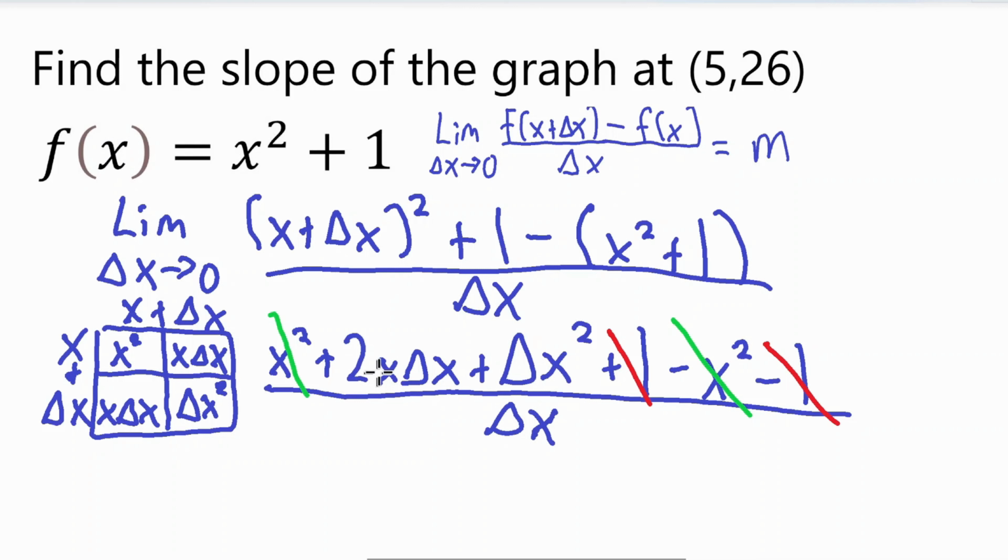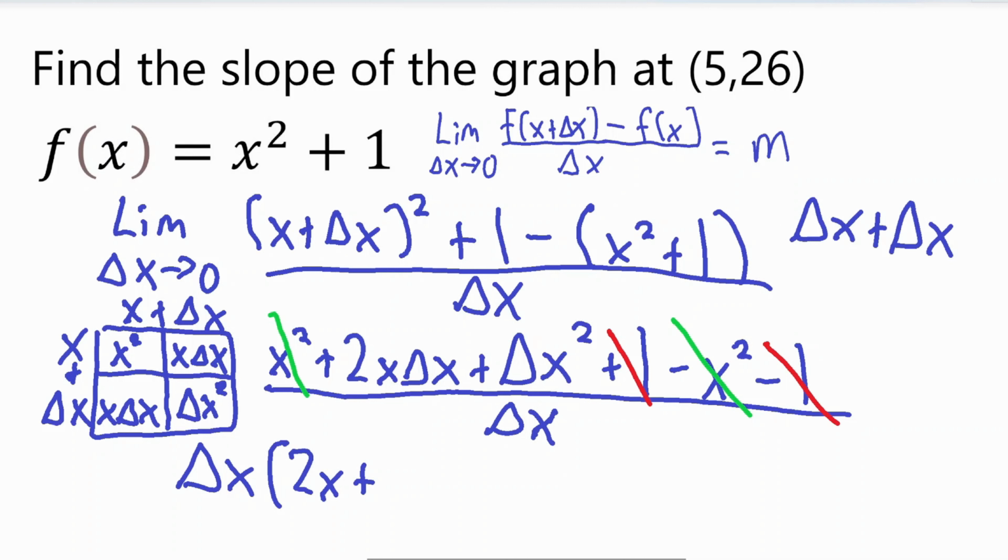So can we factor out delta x from these two terms? Yes, we can. Notice there's a delta x here, and this is delta x squared. So I'm going to go ahead and factor delta x out. Taking out delta x here, we have a 2x plus, since delta x squared is delta x times delta x, if we factor out one delta x, we're just left with delta x by itself. So we have 2x plus delta x over delta x.